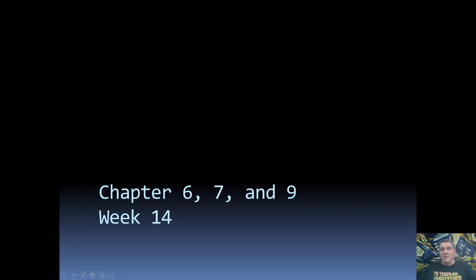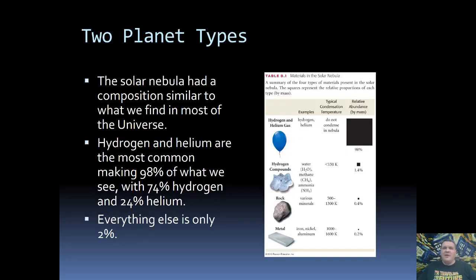Now that we understand the motions of why it is that the planets are orbiting in the same direction in roughly the same plane, now we need to explain why there are two planetary types. To be able to explain why there are two planetary types, we have to go back to what everything is made of. If you remember previously, we've mentioned that the universe is pretty much hydrogen and helium.